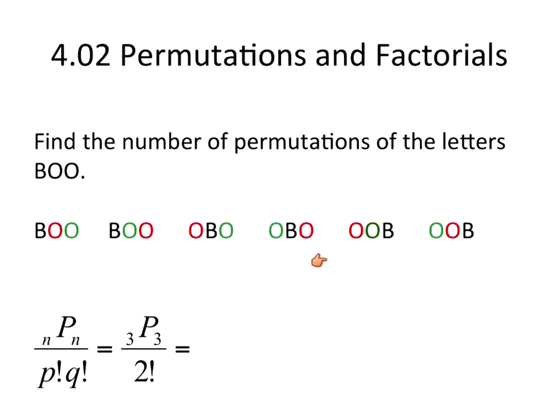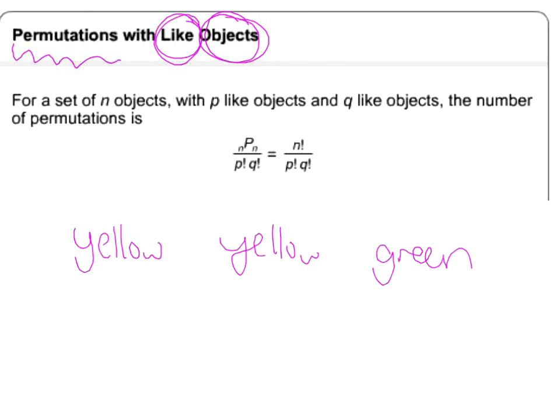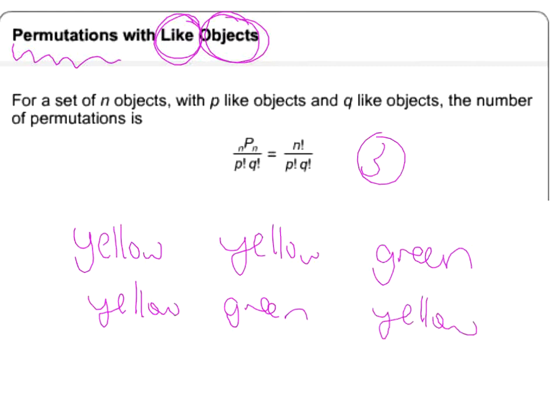Then I have OBO, OBO, OOB, OOB. So really, how many unique ones did I have? 1, 2, 3. There are 3 permutations when you have the letters BOO. So just like when we just talked about yellow, yellow, green, there's really 3 different ways you can organize it. You could say yellow, yellow, green, yellow, green, yellow, and what would be my last one? Green, yellow, yellow. Okay, so there's really 3 different options.